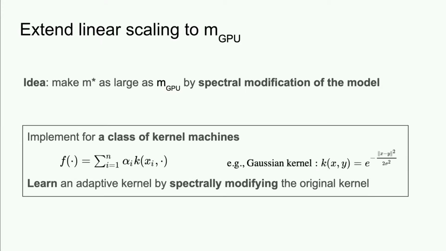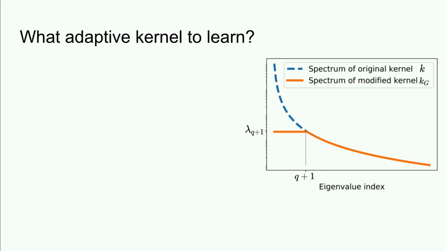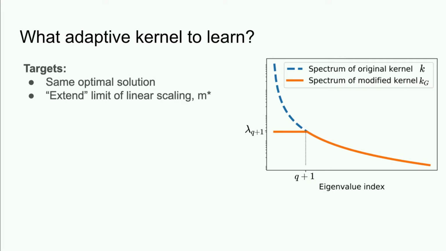We implement this idea for a class of kernel machines. The kernel machine we consider here, you can think of as a linear model with some nonlinear activation function. So alpha is the model parameter you're trying to learn. To apply this idea, we simply learn an adaptive kernel by spectrum modifying the original kernel. But more specifically, what kind of kernel are we trying to learn? We want to learn a kernel that gives us the exact same optimal solution as the original one, but extends the linear scaling to something much larger.